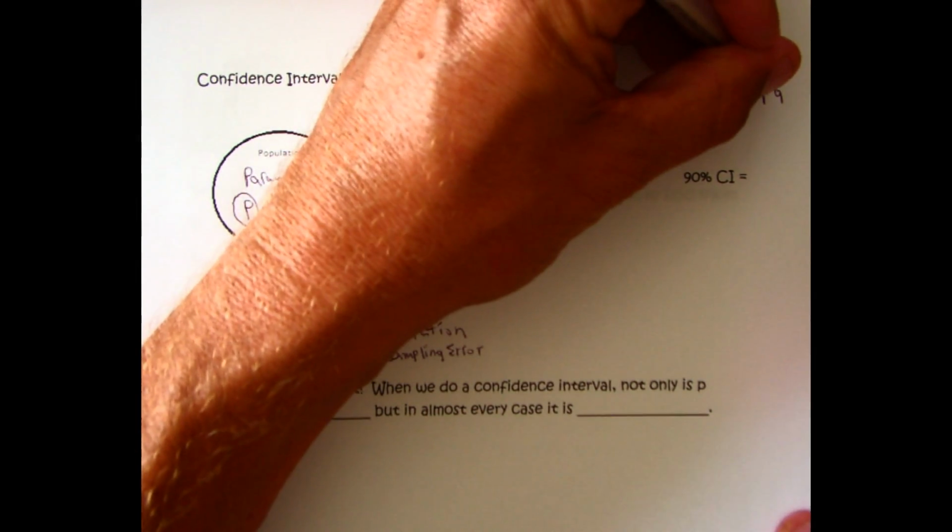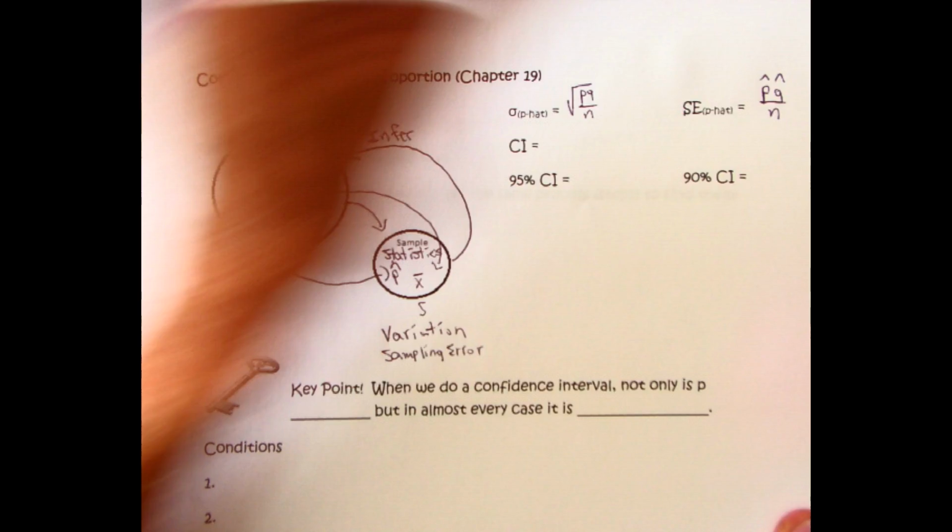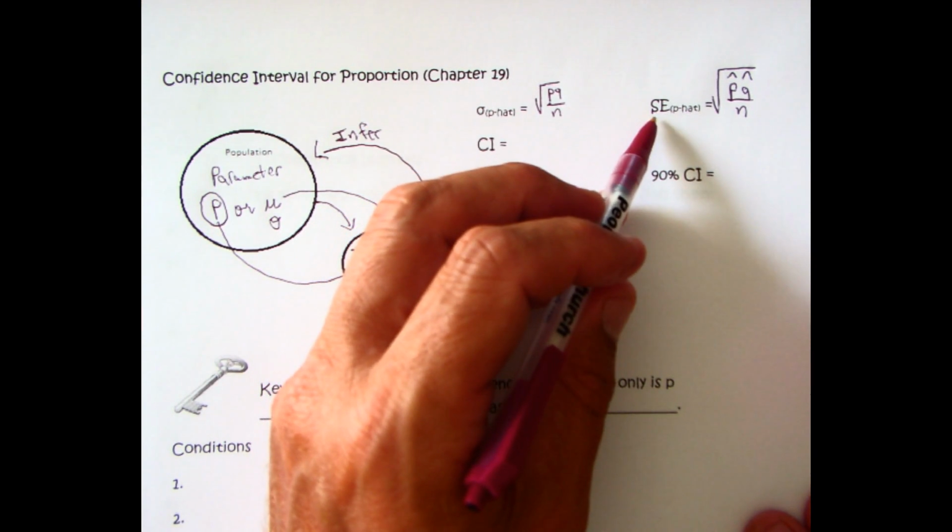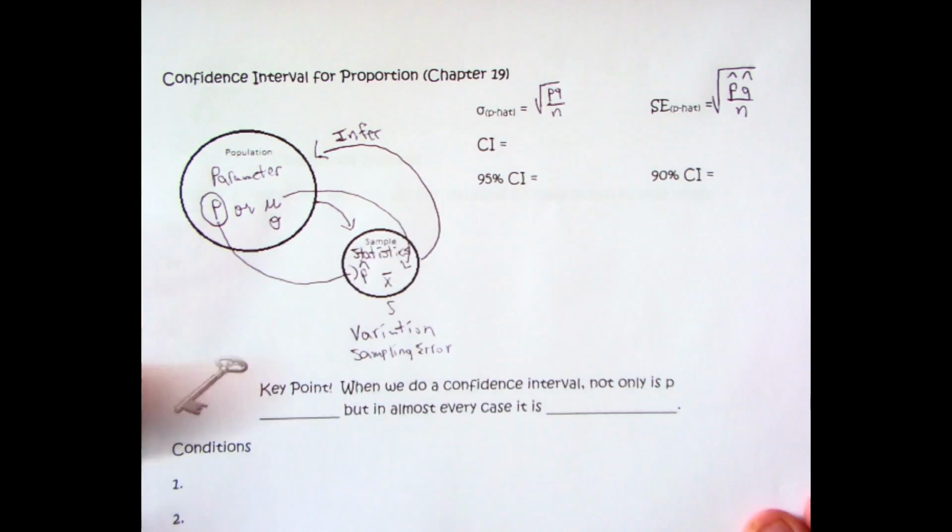Well, if we're dealing with p hat and q hat, then we're dealing with statistics. And we no longer call it standard deviation. We now call that standard error. So now the standard error is when we know what p hat and q hat are, but we don't know what p and q are.